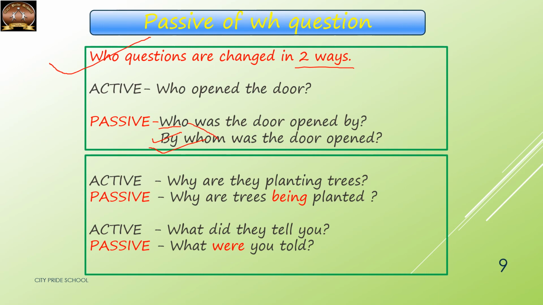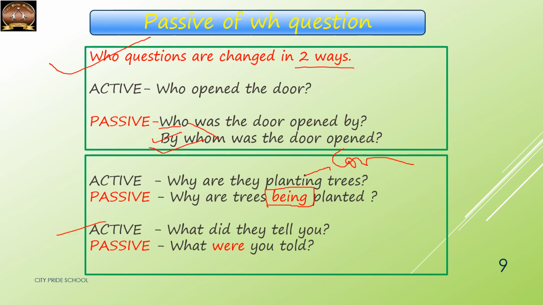Okay. Now let's take the examples of other WH questions. Why are they planting trees? Simple. Why are trees being planted? Why being? Because it is present continuous tense, right? So in continuous tenses, we have to add being in it.